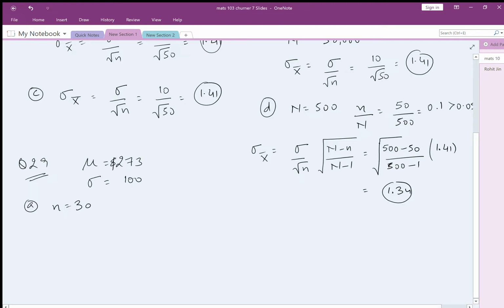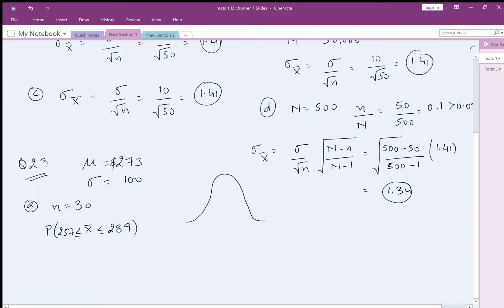Within 16 means what we need to find out is the probability that x bar is, so 273 plus 16 is 289 and 257. So what is the probability that x bar is between 257 and 289?